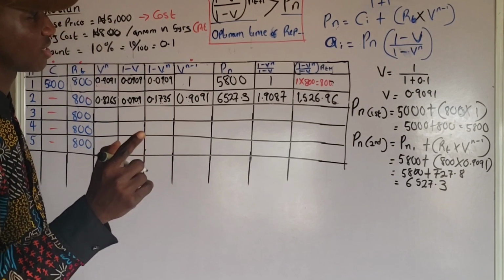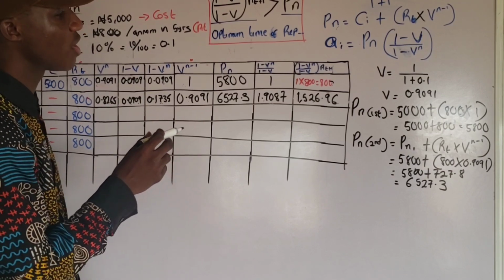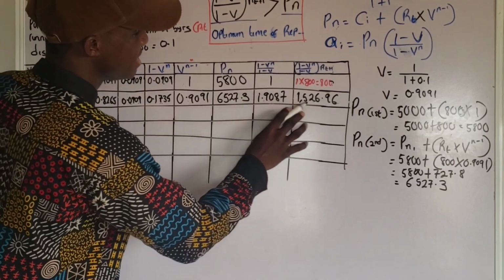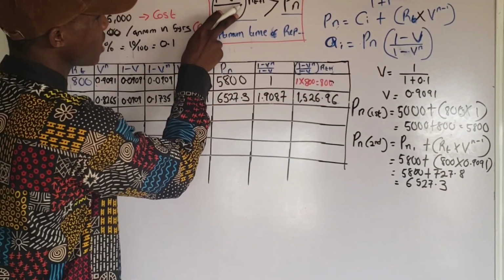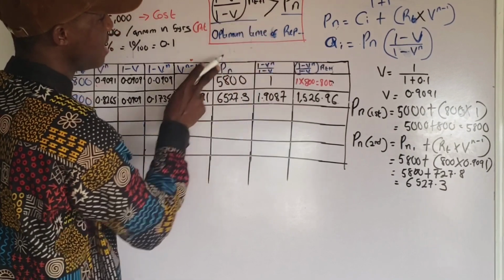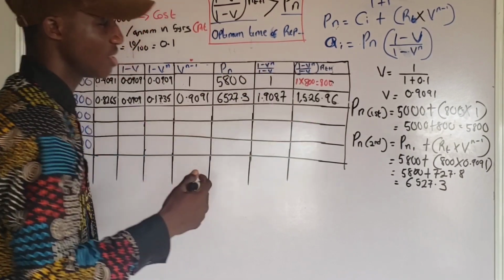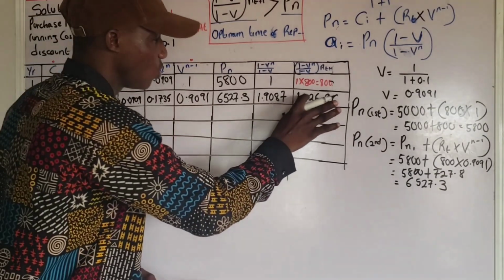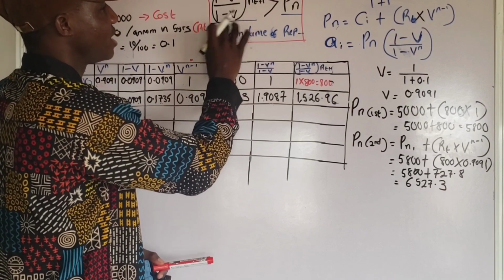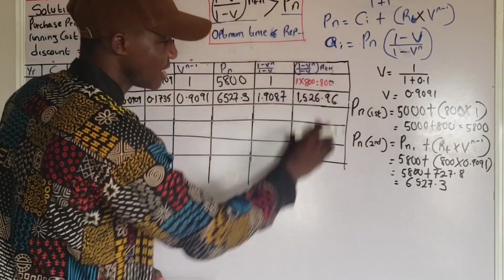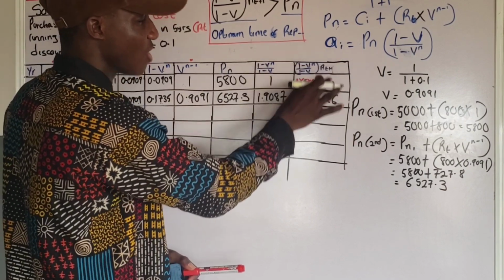Let me quickly tell you this. Do you know what we are looking for? What we are looking for is the year where this is greater than this. You can see what we have here is this, and Pn is this. You can see that Pn is still greater than this. Look, this is the column for Pn, and this is the parameter that you have here. If you look at this, you can see that Pn is still greater than all the values that we have.